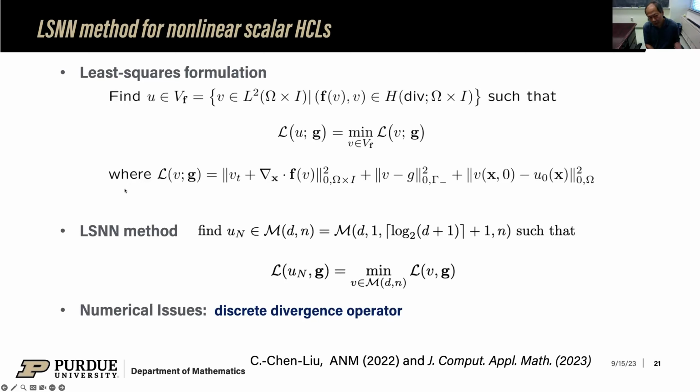Then instead, I'm going to minimize this one in the finite element space, no matter if it's a continuous one or discontinuous one. Now I'm going to minimize this problem in the set of neural networks. And as you can see here, because of the theorem we proved, this is the number of layers. We don't know the number of neurons.